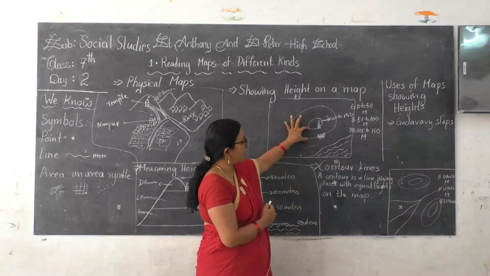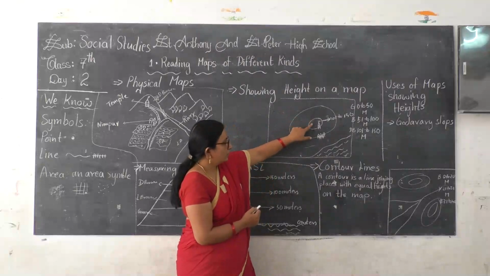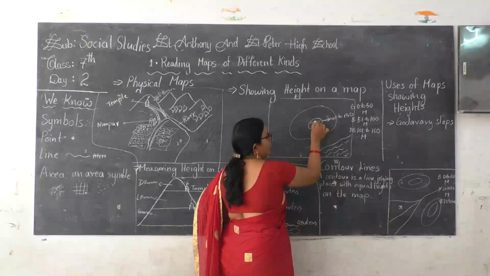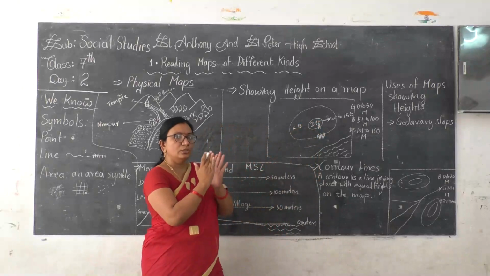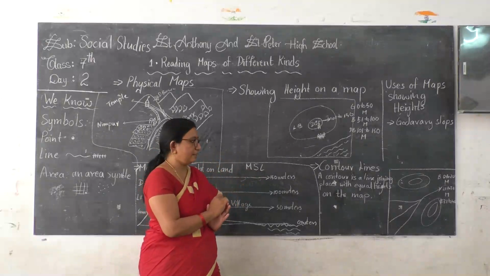Coming to the second height, that is 51 to 100. Now you can observe here another color shade is used. Here dark brown is used, here light brown is used to differentiate the heights of the particular area.